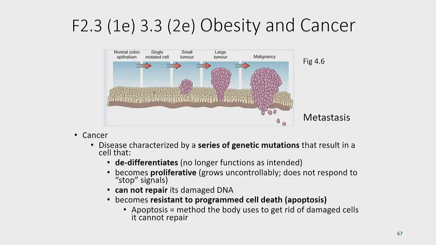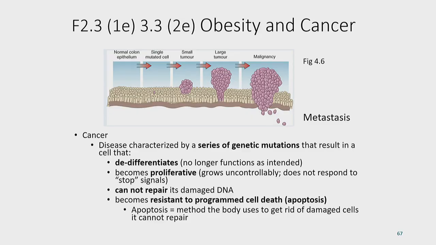Yeah, sorry. So we were talking about how these cancer cells won't respond to the natural stop signals that healthy cells usually have to control growth. So that means it cannot repair its mutated DNA, which is the way healthy cells function, and they become resistant to apoptosis or programmed cell death, which is a method that the body uses to get rid of the cells that it cannot repair.